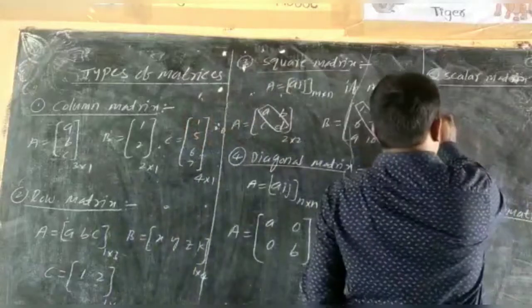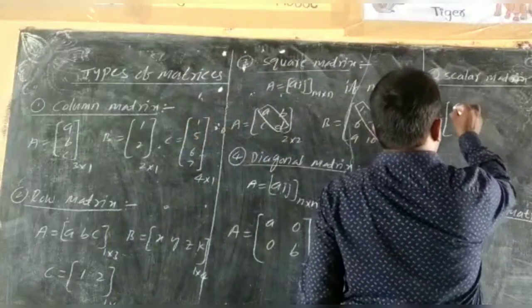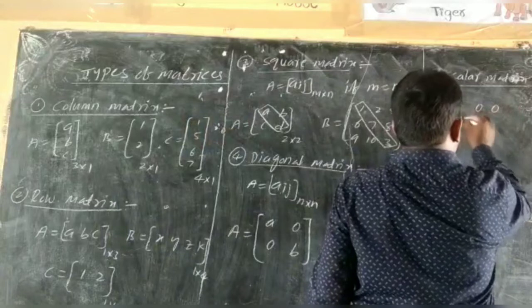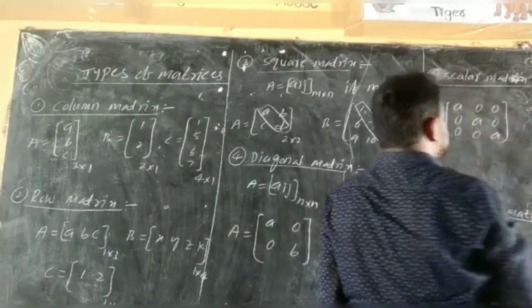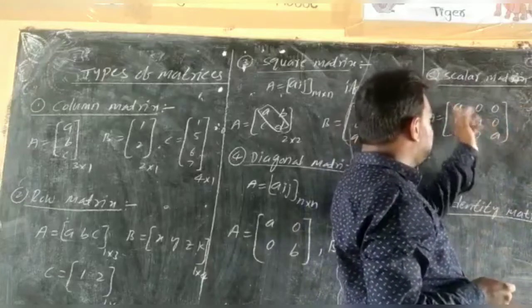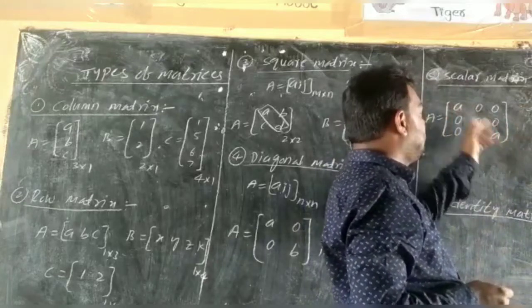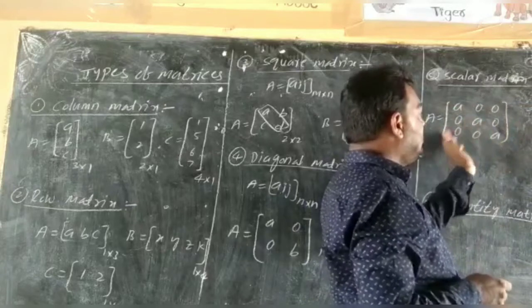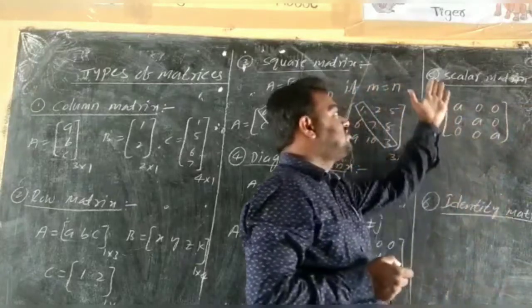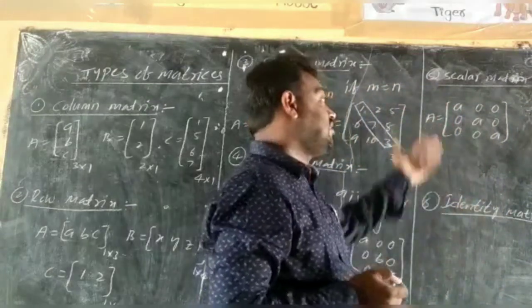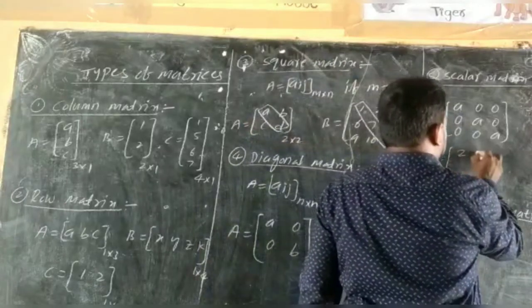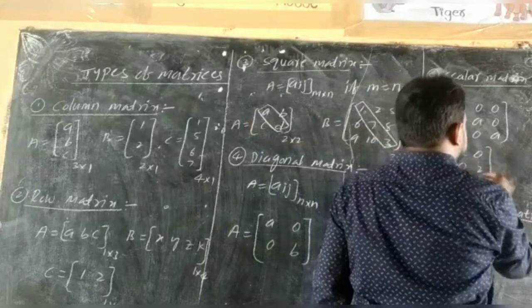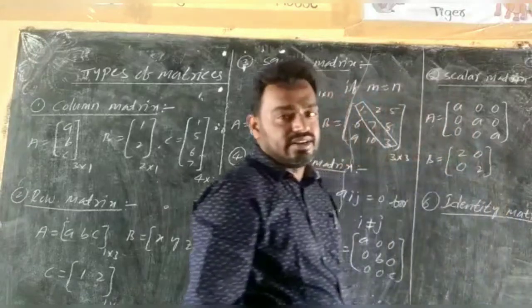You see one example. A is equal to [a 0 0; 0 a 0; 0 0 a]. That means all the diagonal elements are equal to a only, and the non-diagonal elements are equal to 0. So it is called a scalar matrix. One more example: B is equal to [2 0; 0 2]. This is also a scalar matrix.